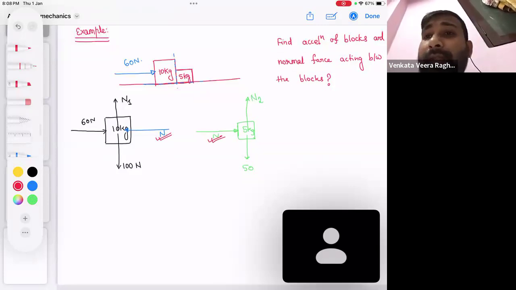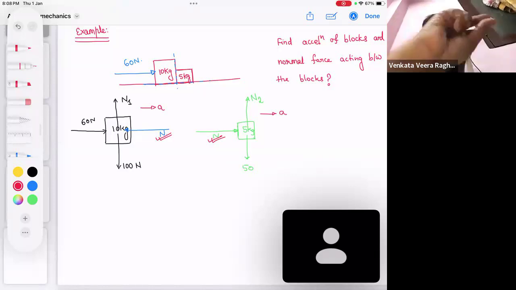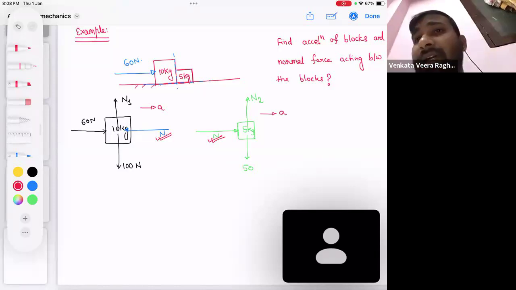Now let's write the equation. Let's say the acceleration of these two blocks is a and a. If this motion is happening, it is only happening along the horizontal direction.